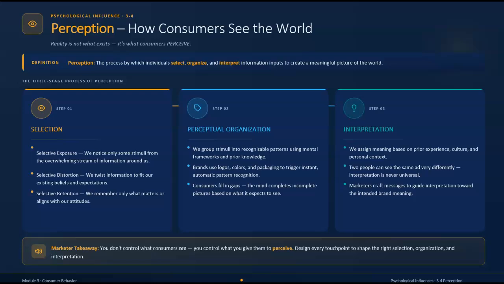Then there's the final step, which is interpretation. We assign meaning based on prior experience, culture, and personal context. Two people can see the same ad very differently. Interpretation is never universal. Marketers craft messages to guide interpretation toward the intended brand meaning. Marketer takeaway: you don't control what consumers see. You control what you give them to perceive. Design every touch point to shape the right selection, organization, and interpretation.